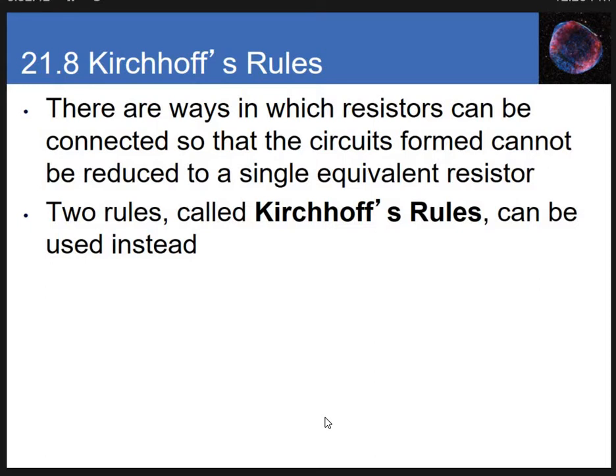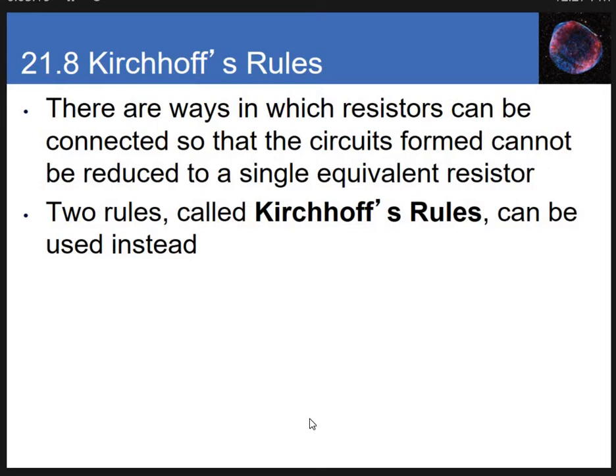Here's a little bit of description of the Kirchhoff rule. There are ways in which resistors can be connected so that the circuit formed cannot be reduced to a single equivalent resistor. What it means is that sometimes you would have in the same circuit different sources, like different batteries, but they are not connected to the same line. They might be connecting different branches, and it makes the circuit a little bit more complicated. That's why we use the Kirchhoff rules.